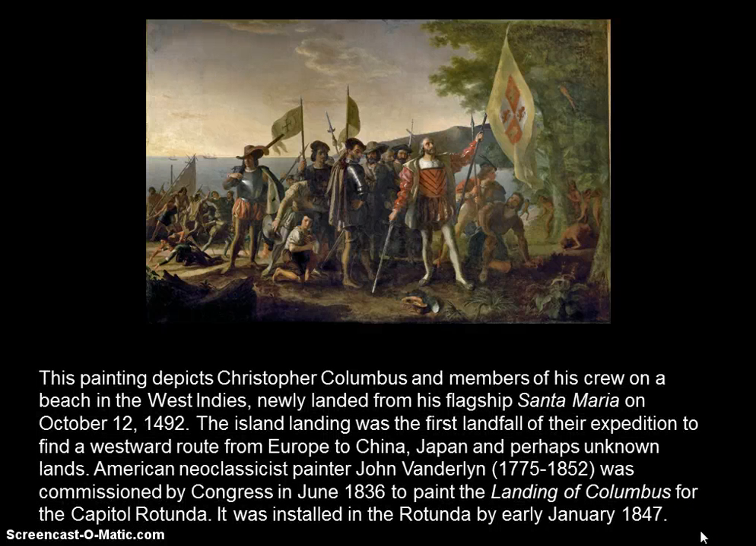So this painting is a depiction of Christopher Columbus and the members of his crew on the beach in the West Indies when he landed in 1492. The image was painted, or at least commissioned by Congress in June of 1836, and it's called The Landing of Columbus, and it was intended and was placed in the Capitol Rotunda in early 1847, almost over 10 years later.